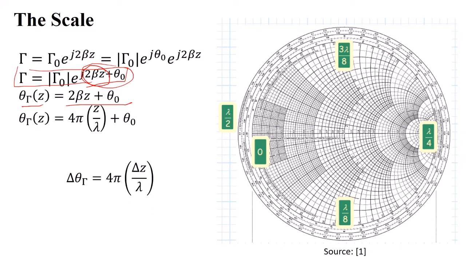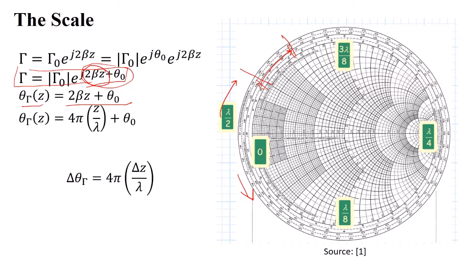For example, if you move some amount z in terms of lambda, for example, you are moving from this point to this point, this is the distance in lambda. You find out what this change in z is, and you multiply here, you will get the phase. It will come out to be this angle. So it is shown here: if you are moving from here towards the load side, and if you are moving from here, you are moving to the generator side.